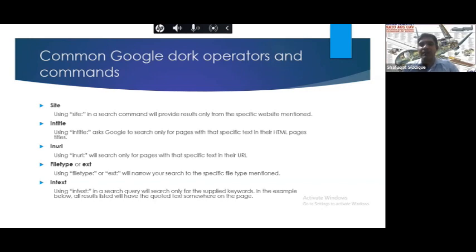If a student wants something in PDF, I want a book that should be in PDF. So I will write down, searching in Google, file type colon, with the type, whatever I want. I want PDF. I will write down file type colon PDF, and then I will write whatever, Google hacking database. Then I will get all related PDFs regarding that specific topic.